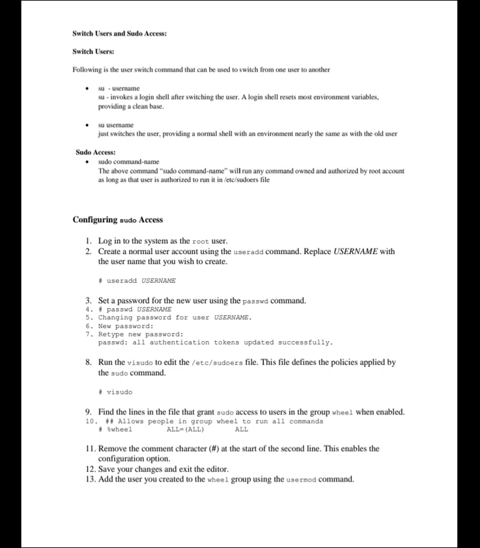To grant sudo access to a group, we can use %groupname ALL=(ALL) ALL. So we need to replace the group name with the actual group name. Members of this group can run any command with sudo.